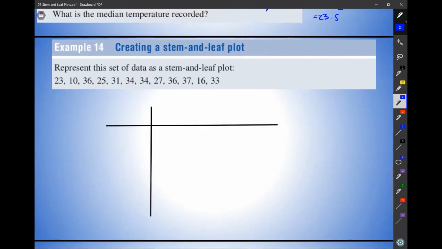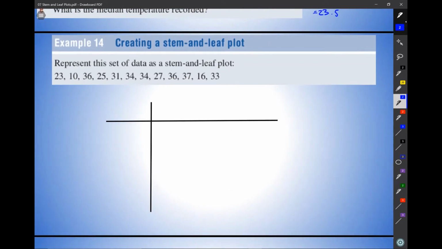Now we're going to make a stem and leaf plot from a set of numbers ourselves. So the first thing we do is draw up these two lines that I've already drawn in here. And then we write the stem on the left and the leaf on the right. Now, there's no single digit numbers here. The lowest number we have is 10. So to represent a 10 in our stem and leaf, we need to put a 1 in the stem and a 0 in the leaf. That is the number 10.